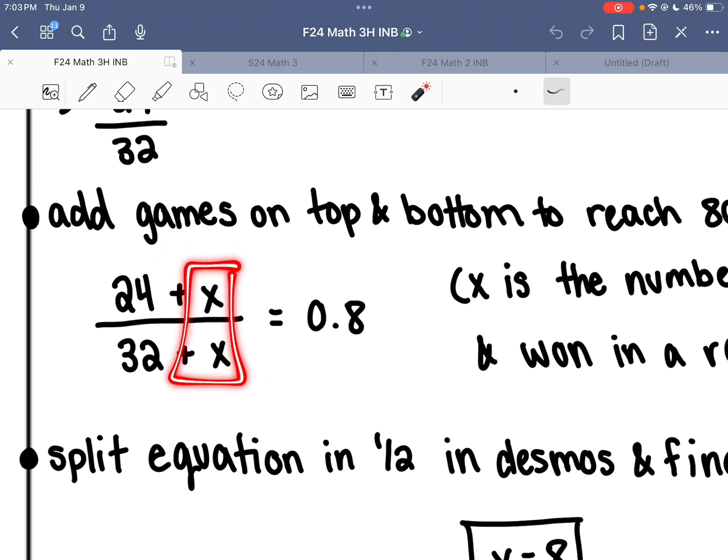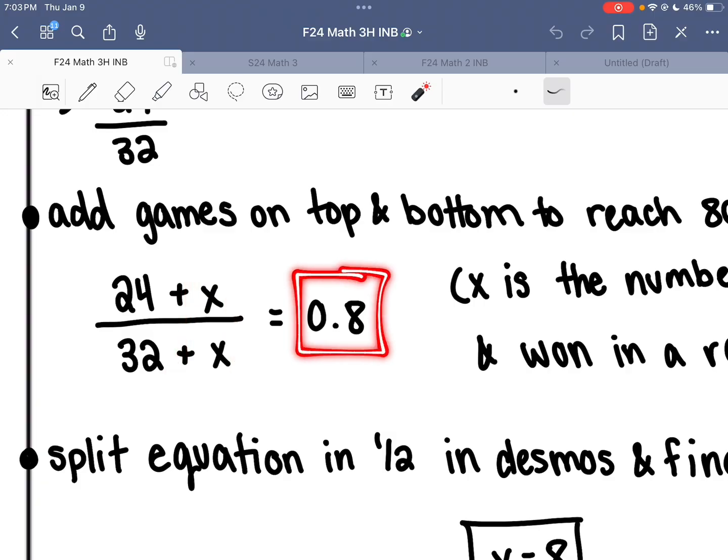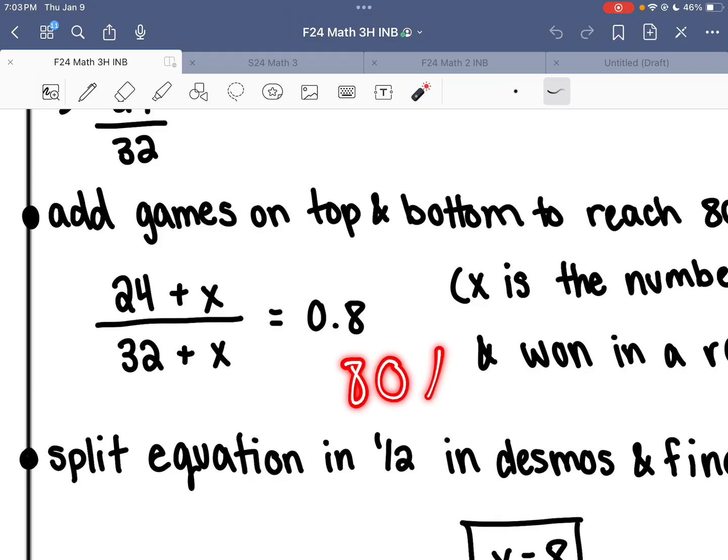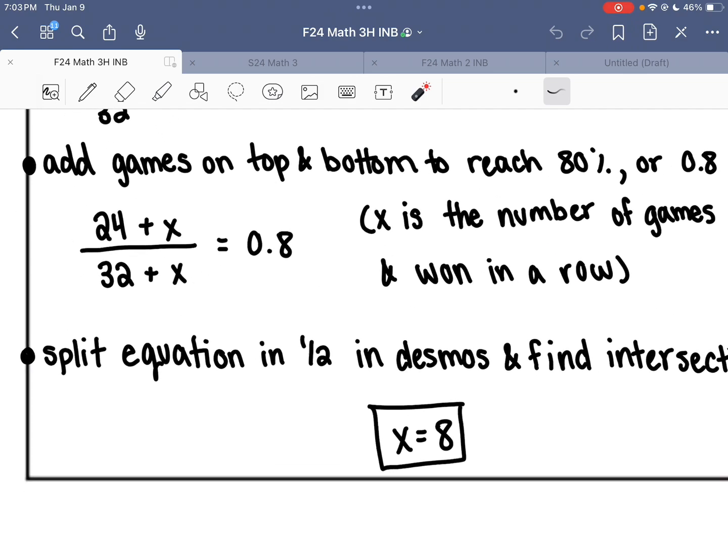And we're going to keep adding games until we get that winning percentage up to 80%. And if you have a percentage, you're going to start at the back and you have 2 butt cheeks. So you go over 2 butt cheeks.